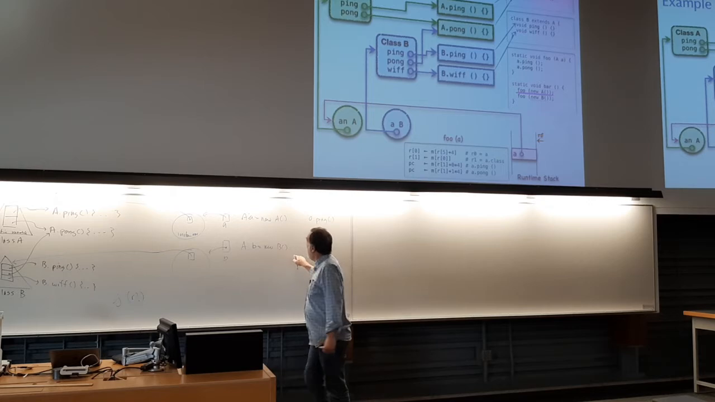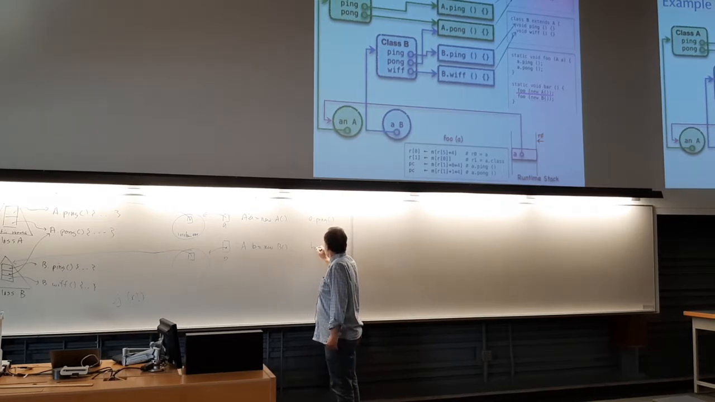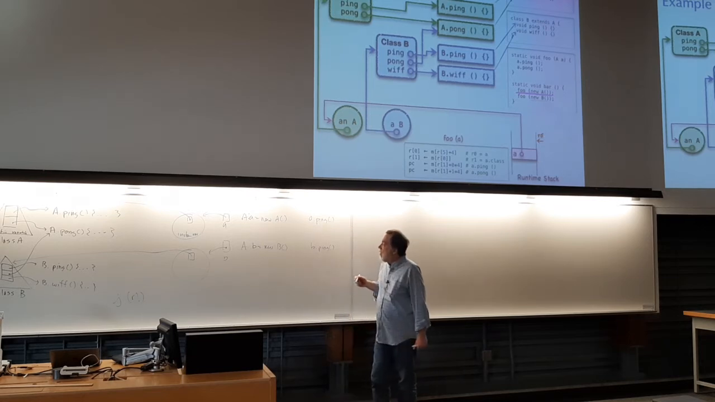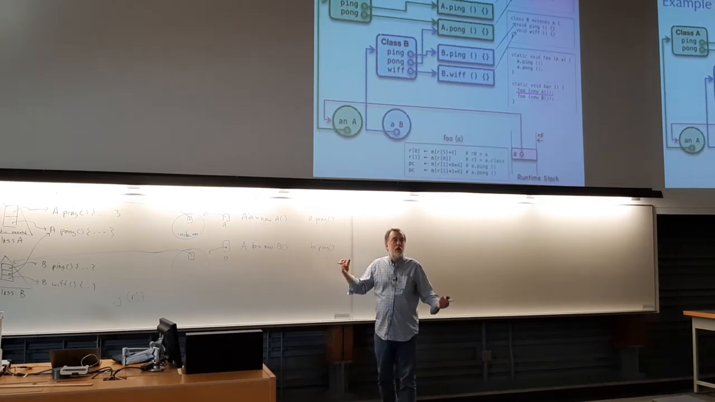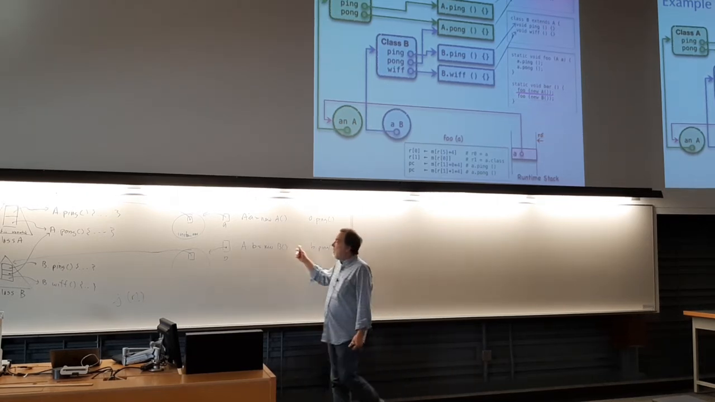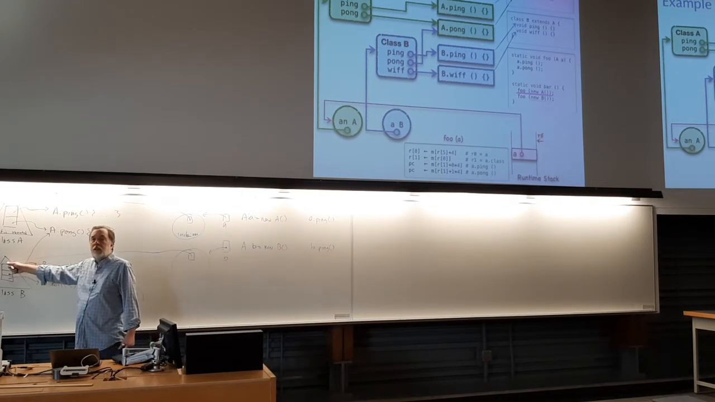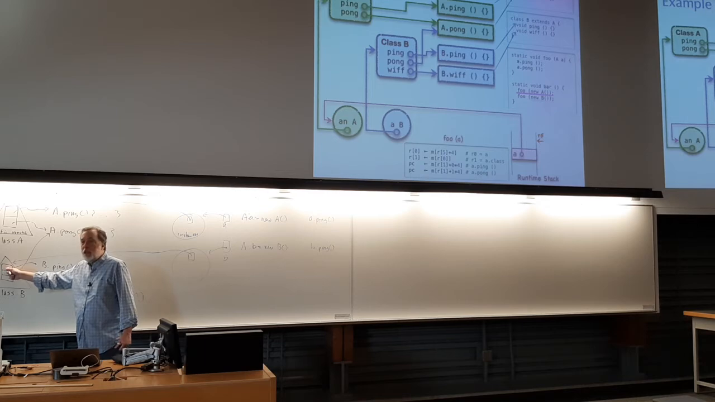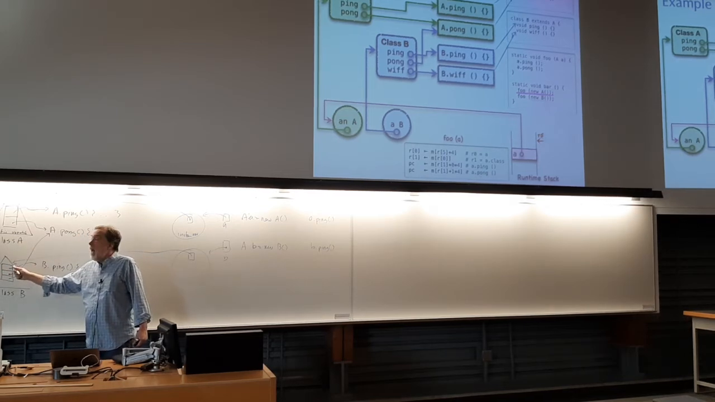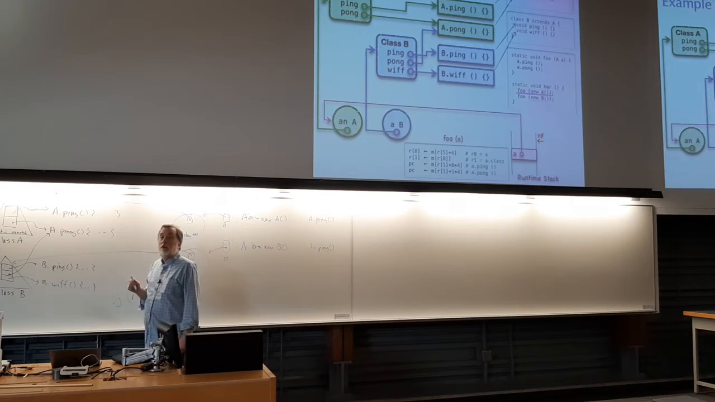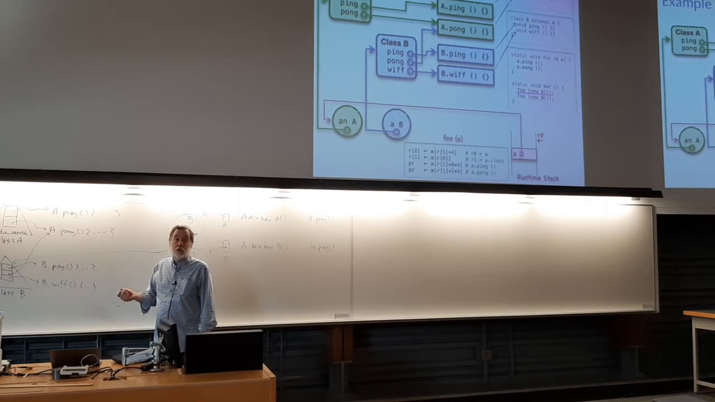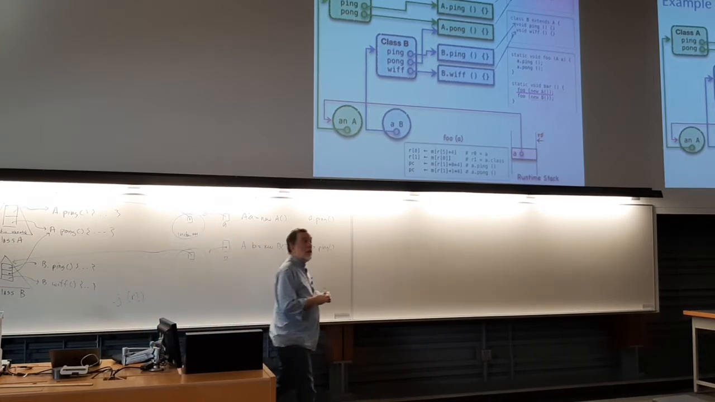And if you say b.ping, the exact same code would be generated. To dereference B, but B points to a different class. Read what's at offset 0, the same location, but a different array, and jump to that code. A different procedure. And that's the basic idea.